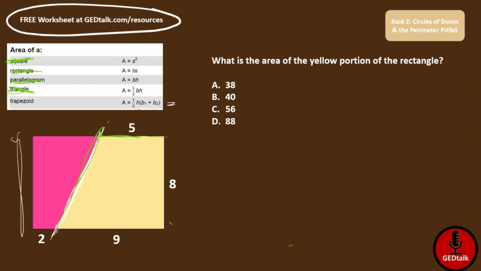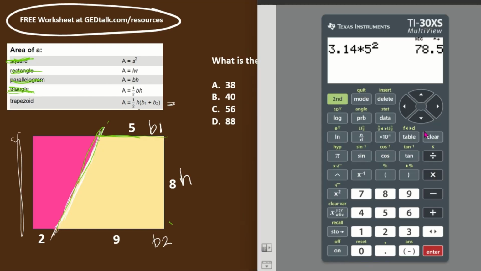So let's identify the height. The height right here is 8. So 8 is going to be my h, and then base 1 and base 2. The 5 is base 1, and the 9 is going to be my base 2. So all I need to do now is pull up my calculator, and I'm going to input the information using the formula from the formula sheet for the trapezoid.